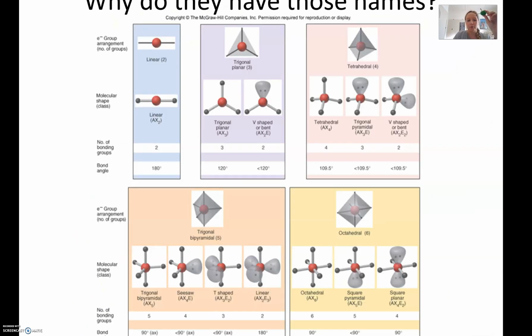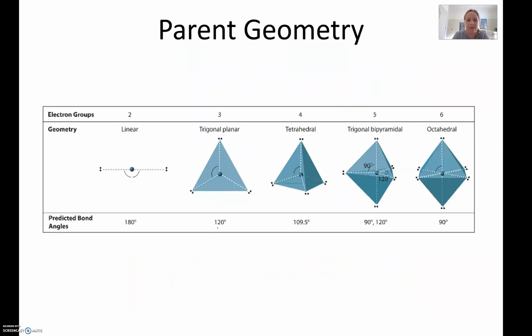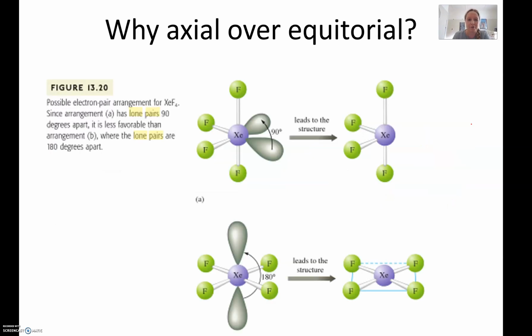Cool. So why do shapes have these names that we see and that we've been talking about? That's purely because if you filled in the faces with bits of paper, that's the shapes they take on. That's purely the reason. So here are our new parent geometries for this year. From last year: linear, trigonal planar, tetrahedral, and your new ones, trigonal bipyramid and octahedral.